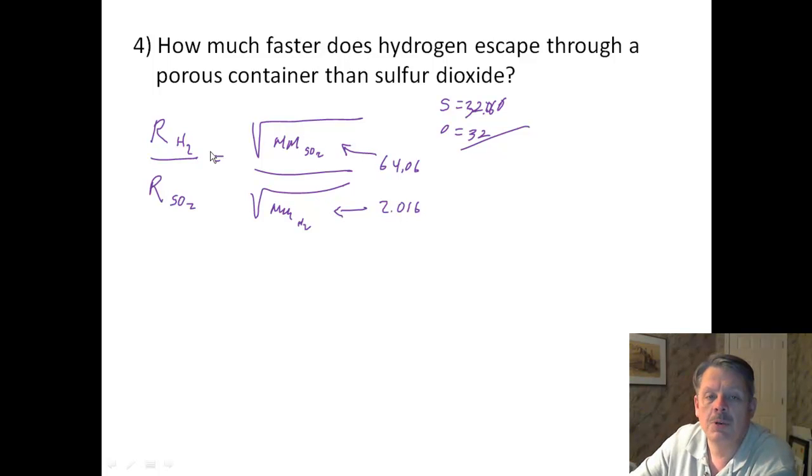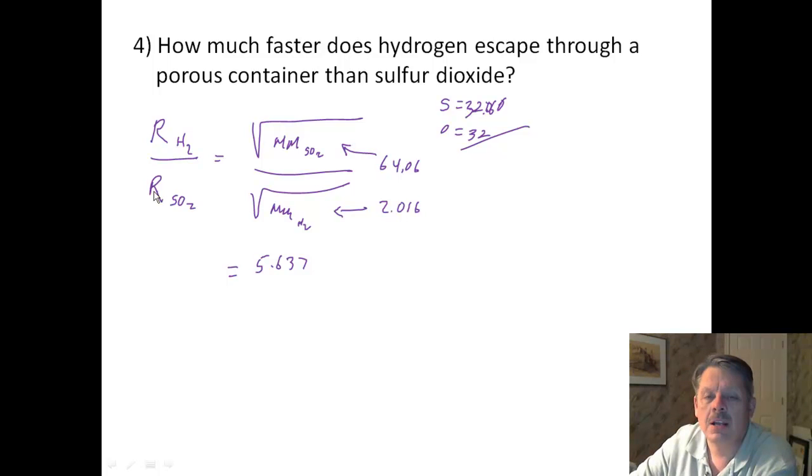Now, what are we doing over here? We're saying how much faster does hydrogen escape through a porous container? So all we have to do is divide those things, and that is going to be equal to 5.637. So that tells me that hydrogen is going to be 5.63 times faster than the rate of sulfur dioxide.